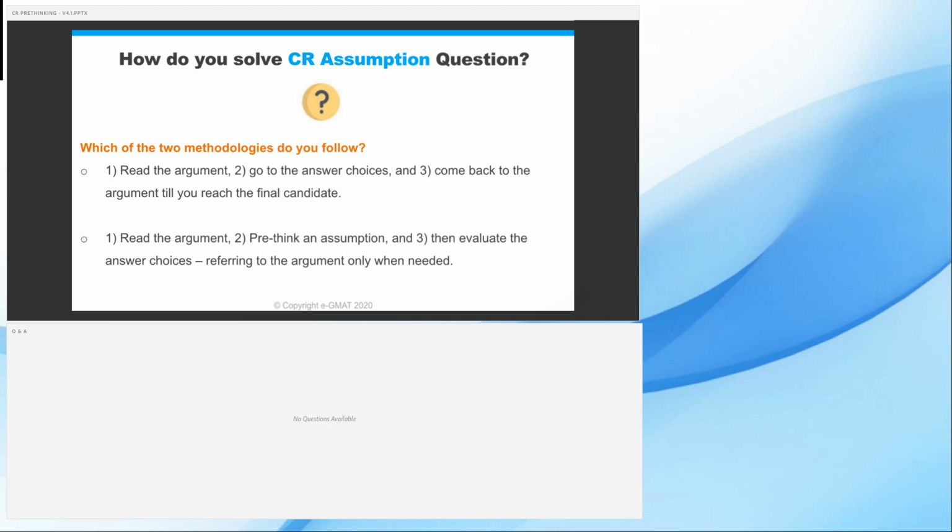Now, there are two ways in which people solve CR questions today. One is they read the argument, they look at the answer choices, and then they go back and forth between the argument and the answer choices till they reach the final candidate. The second is the pre-thinking approach. I want you to tell me which strategy or methodology you use today?